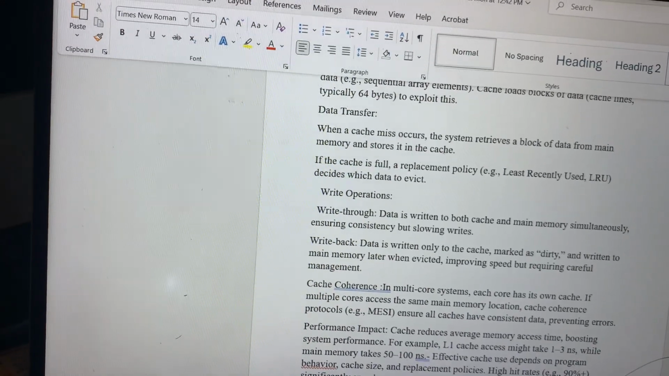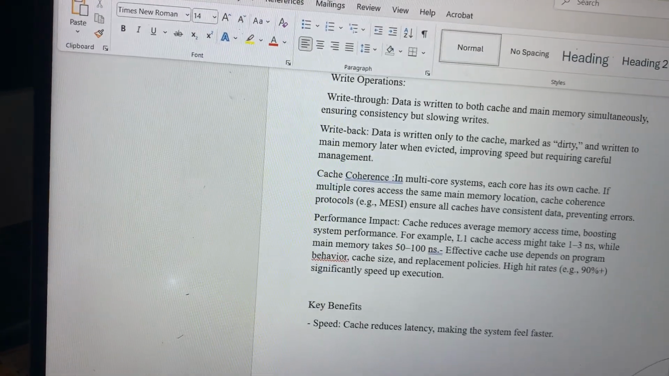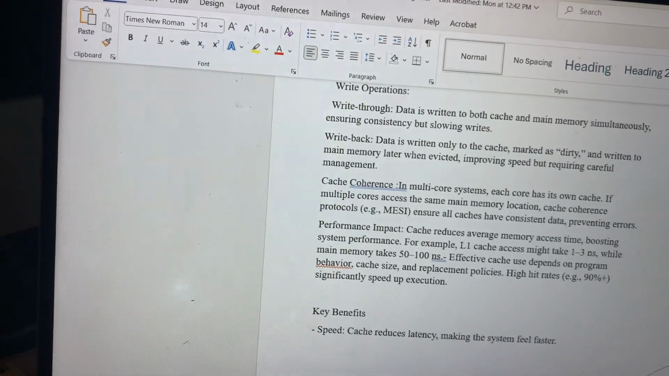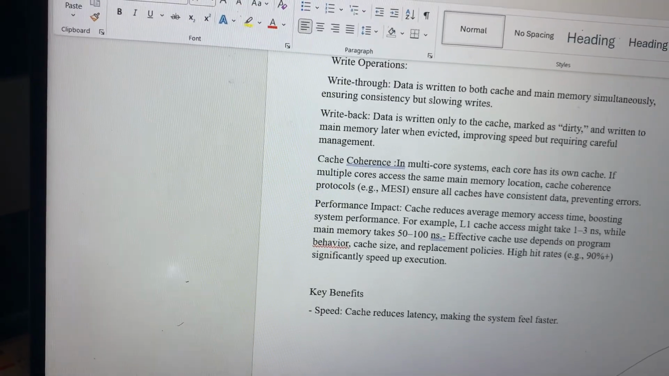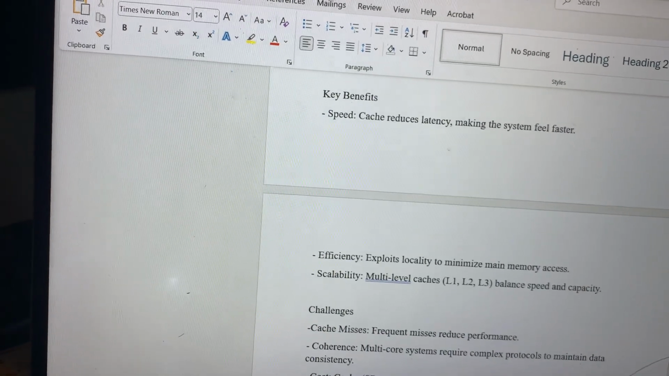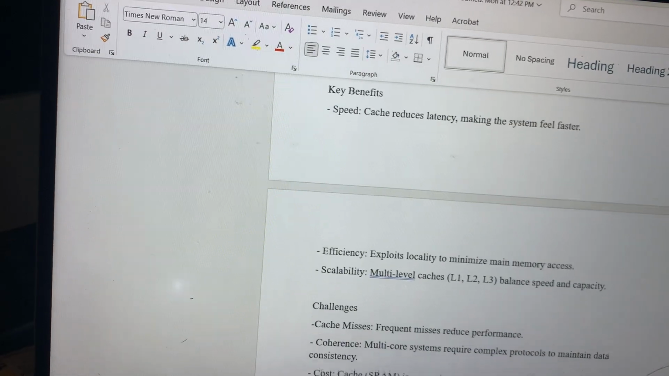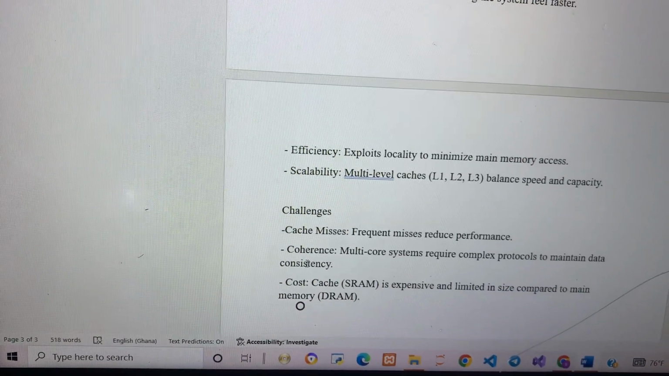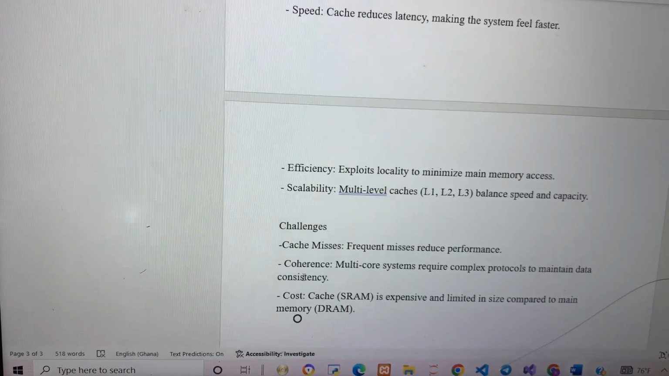Now we look at write operations. Write through: data is written to both cache and main memory simultaneously, consistent but slow writes. Write back: data is written only to the cache memory and marked as dirty. Data coherence and performance impact. One of the key benefits of them working together is speed. Cache reduces latency, efficiency, scalability. And the challenges are cache misses, coherence, and the cost. As you are aware, SRAM is 3 times more expensive than DRAM.